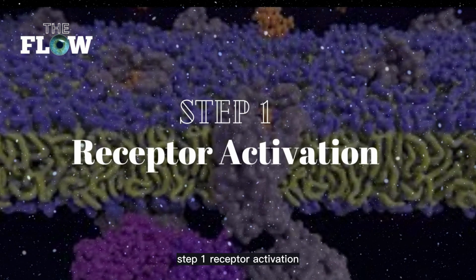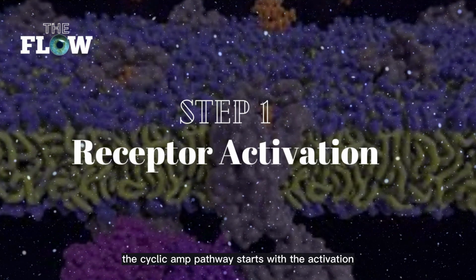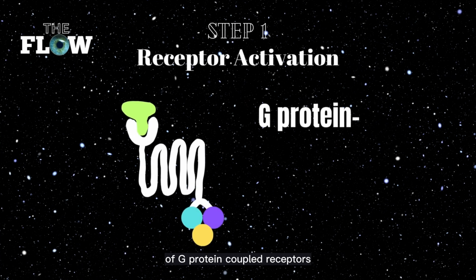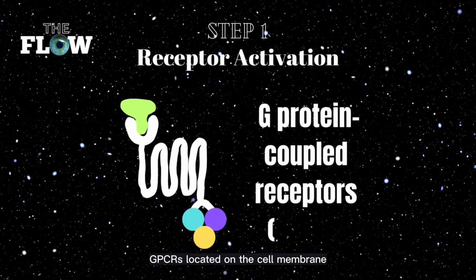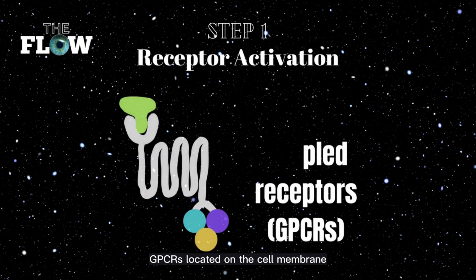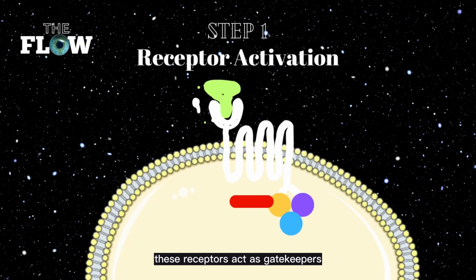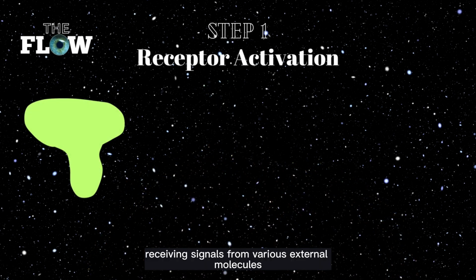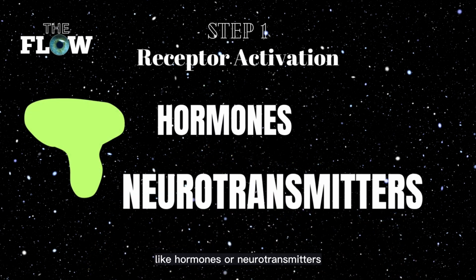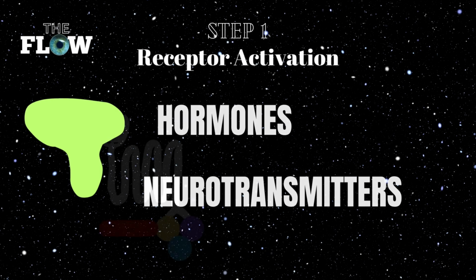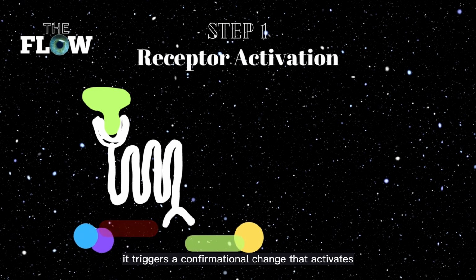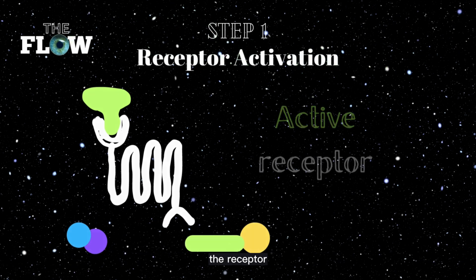Step 1. Receptor activation. The cyclic cAMP pathway starts with the activation of G protein-coupled receptors, GPCRs, located on the cell membrane. These receptors act as gatekeepers, receiving signals from various external molecules, like hormones or neurotransmitters. When the right molecule binds to the receptor, it triggers a conformational change that activates the receptor.